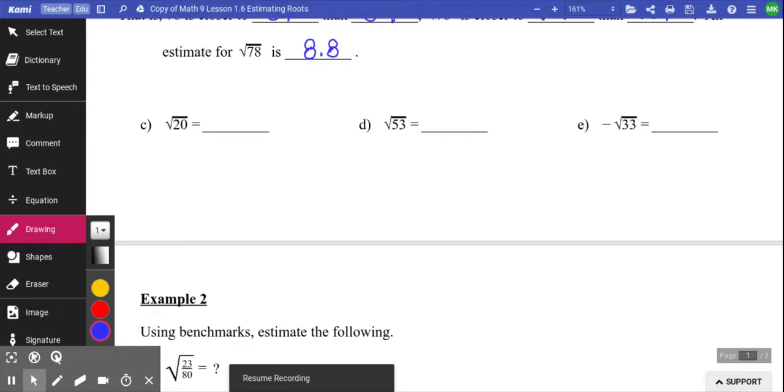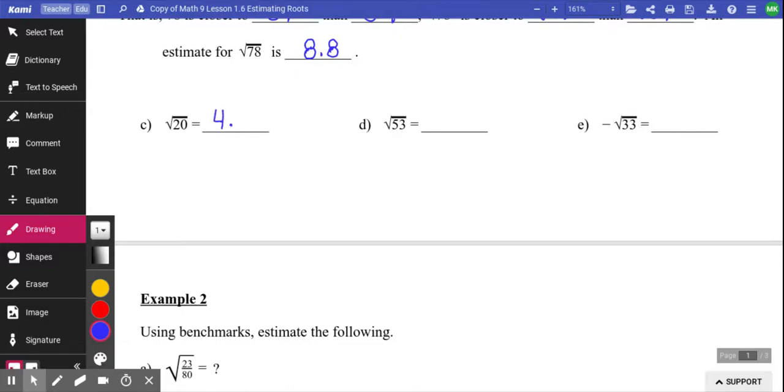Okay, so if I was to estimate 20, 20 is in between 16 and 25, and it's almost perfectly in between 16 and 25. Therefore, the square root of 20 should be almost perfectly in between the square root of 16, which is 4, and the square root of 25, which is 5. So, Akai, what do you think would be a good estimate? Around 4.3. I like that.